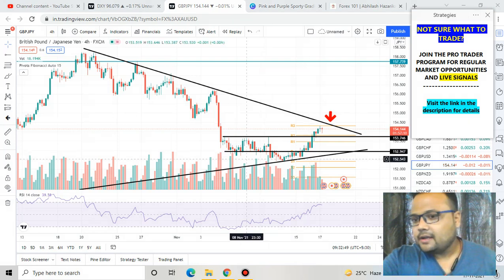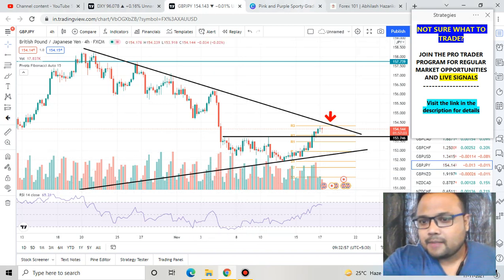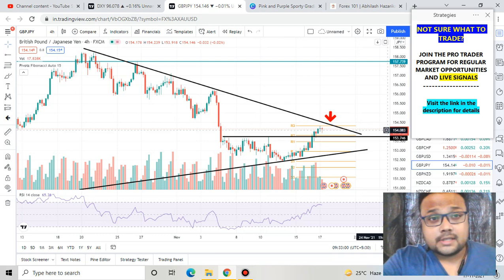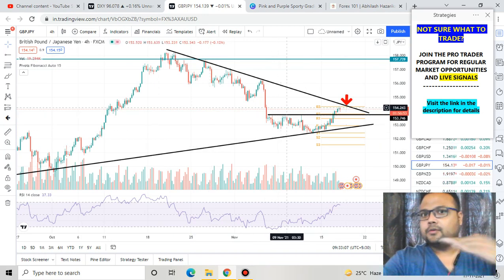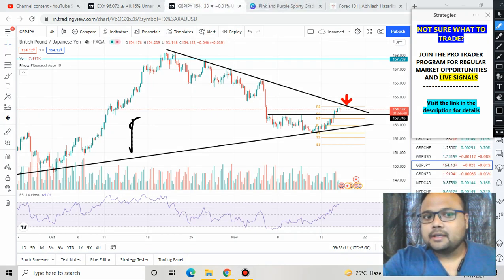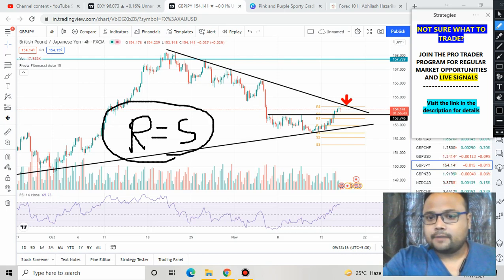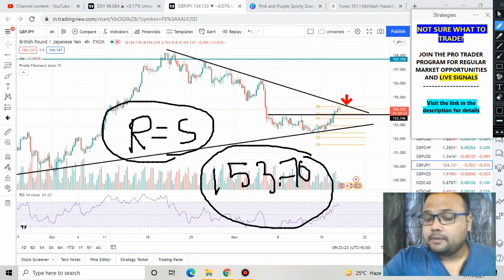As the market has already broken the narrow range here, this line at the bottom is no longer required. The market is trading at 154.14, the current market price here. If I zoom out the chart, you can see that apart from this black line, which was previously the resistance, therefore this will be the new support for the market. 153.70 is the new support for GBP JPY.